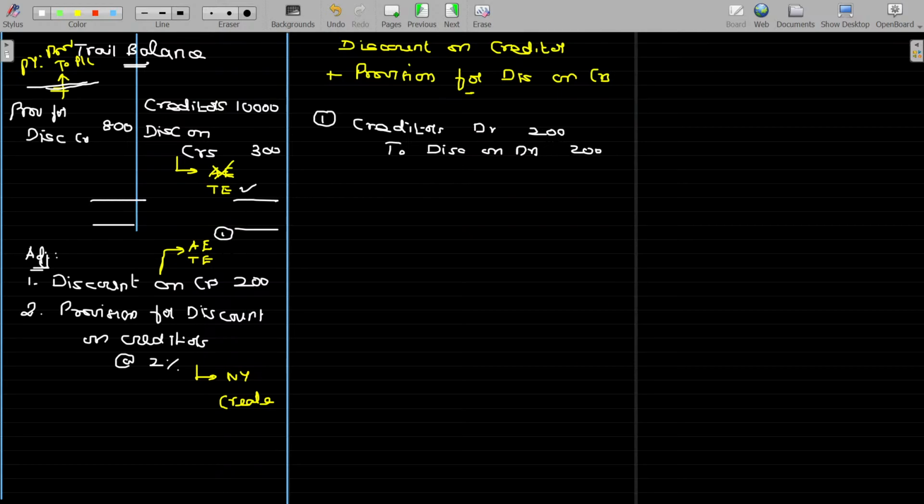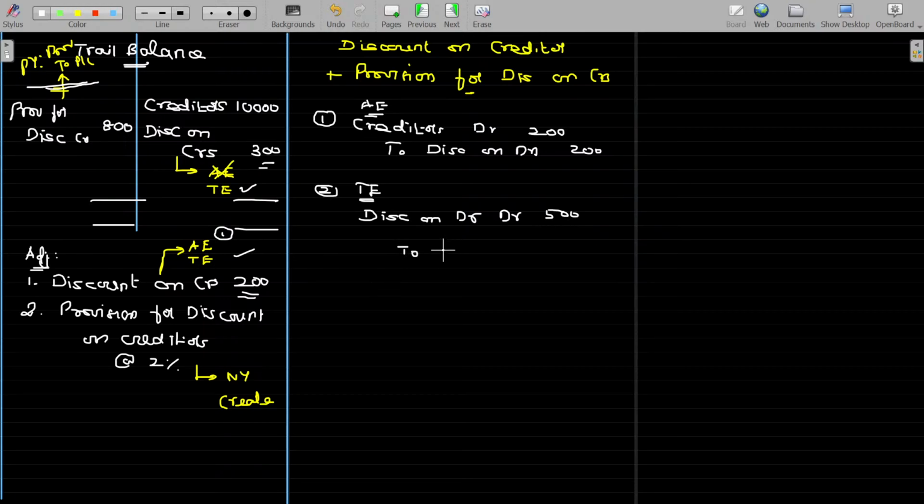Next entry is all about the transfer entry. While transferring the discount on creditors, we have to first transfer to the provision for discount on creditors if it exists. Else you can transfer that to P&L account. First entry is the adjustment entry. Now this is the transfer entry. In transfer entry, discount on creditors account should be debited. The total value being 200 rupees newly created, already 300 rupees available in discount on creditors. The total discount on creditors available being 500 rupees.